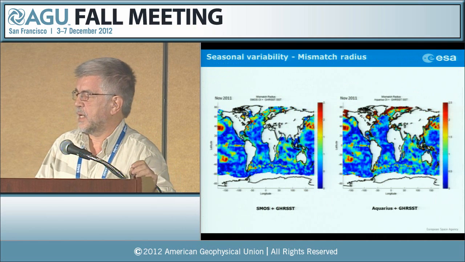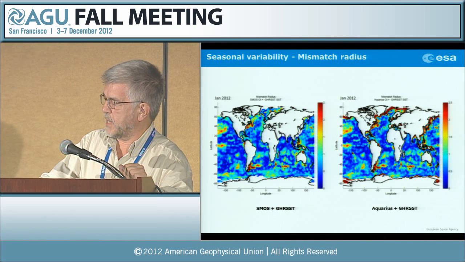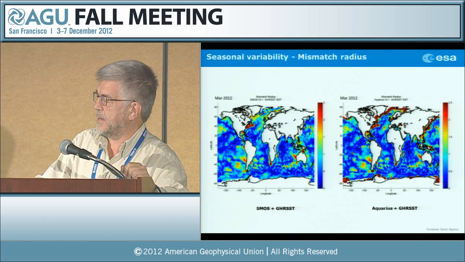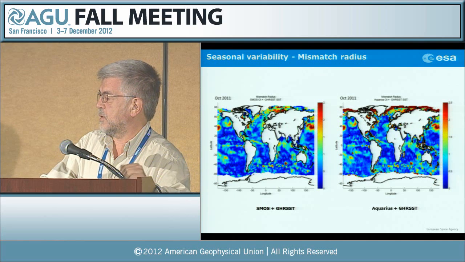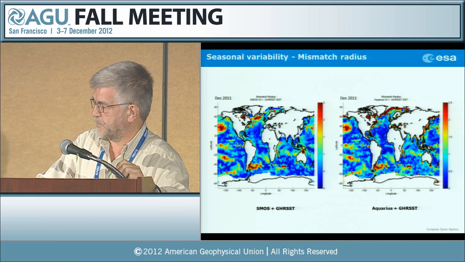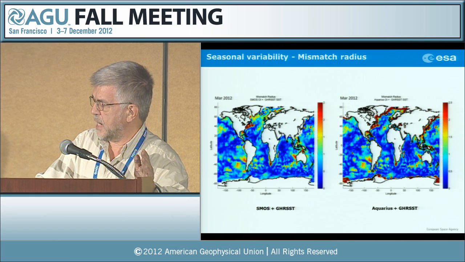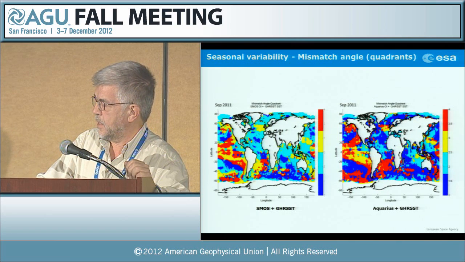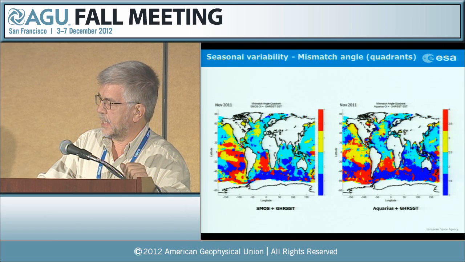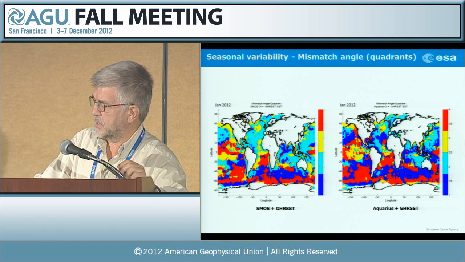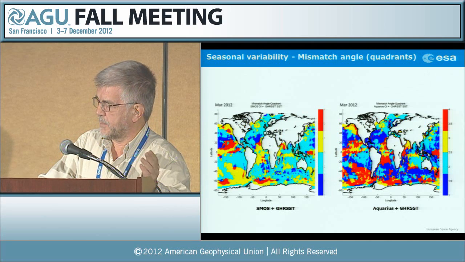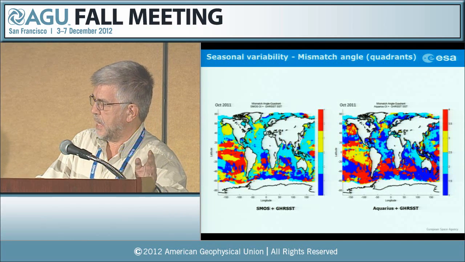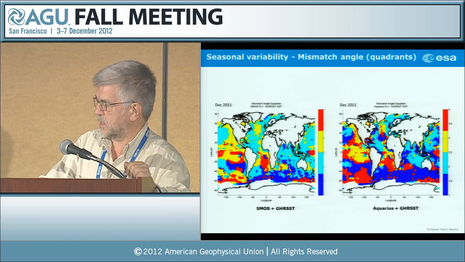And this is the same for the mismatch radius, evolution in time, on the left for SMOS, on the right for Aquarius. They are relatively similar, but again, if we are looking at the angle, the temporal evolution is really strong, and the behavior is for sure not exactly the same.